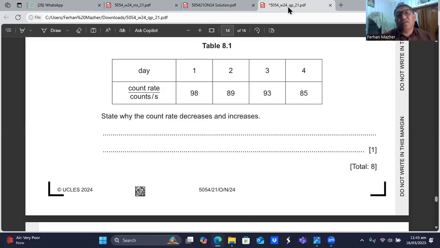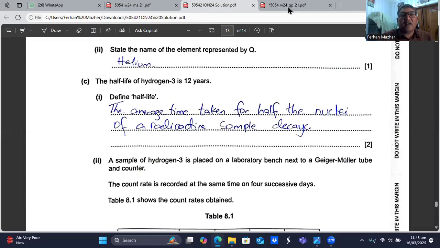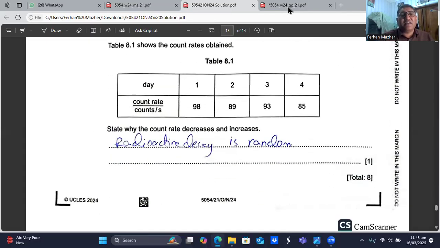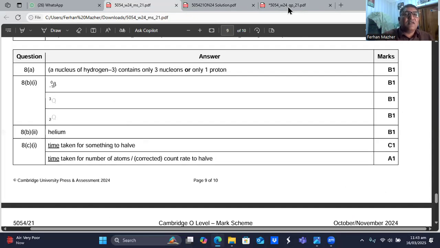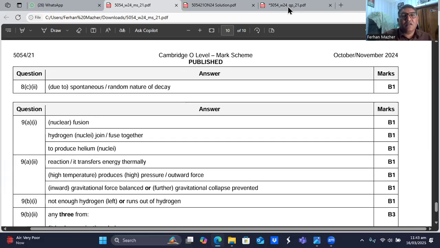This is simply because radioactive decay is a random process, so its values are all the time fluctuating. Radioactive decay is a random process. Due to the spontaneous or random nature of the decay. That's what the marking scheme is saying.